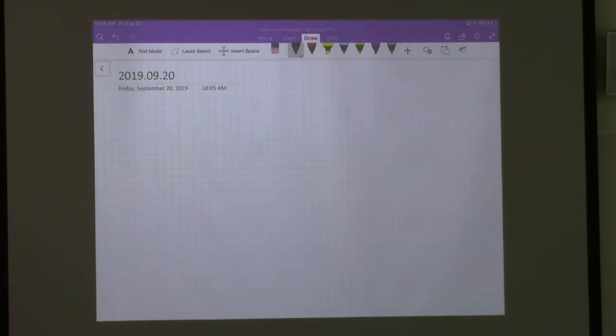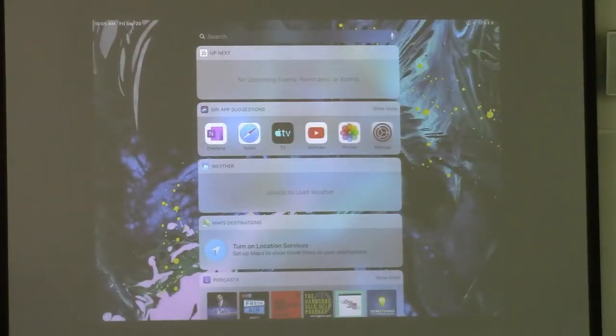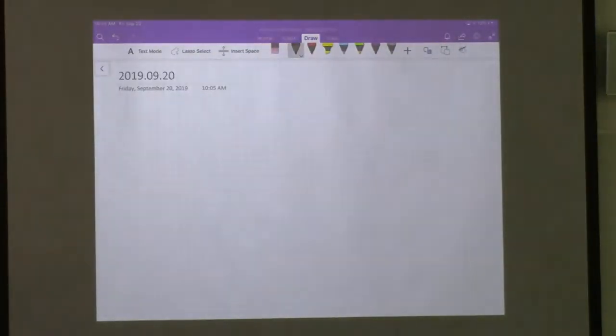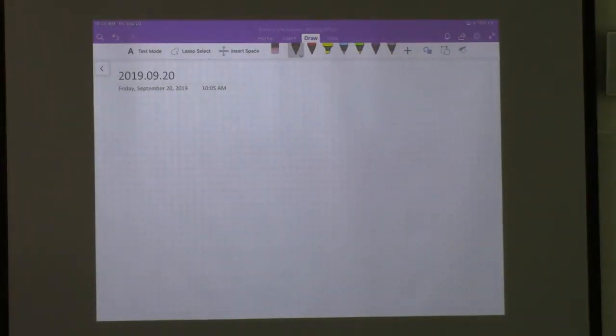Okay, so what we're going to do is we're going to jump into another example. If I can get this pen to work. It says it's connected. All right, there we go.